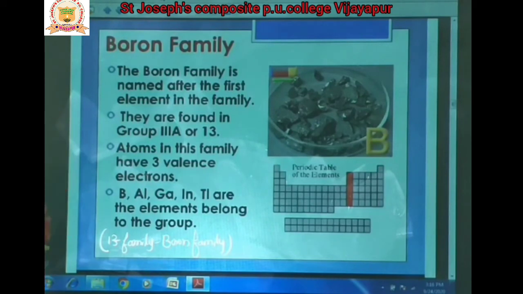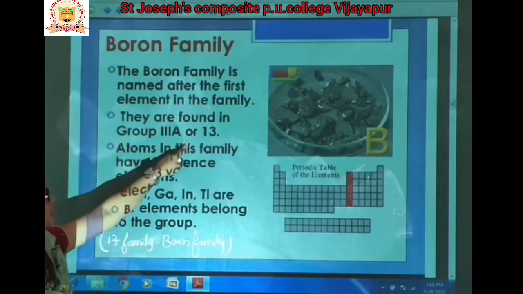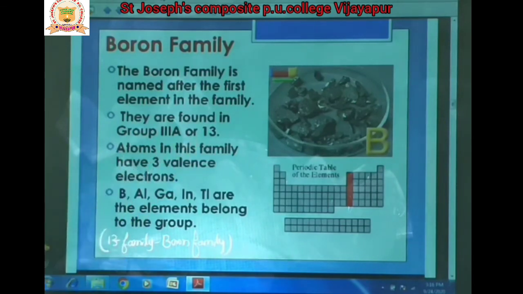Next, the boron family is named after the first element in the family. In the boron family, the first element is what? Boron only. So, they named it as the boron family. Next, they are found in group 3A or group 13 elements. Atoms in this family have 3 valence electrons.